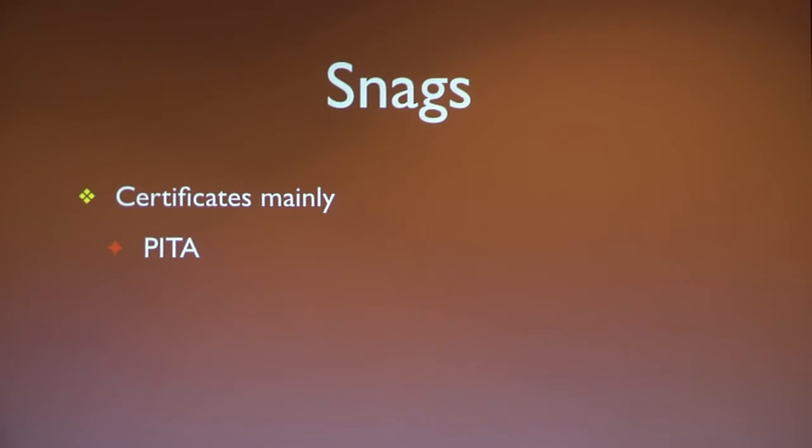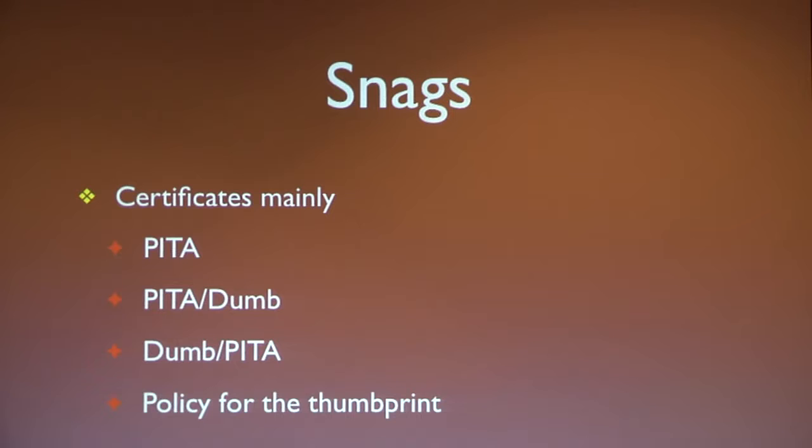So as I said, it's a big pain in the ass, and it's dumb as well. It's dumb and a pain in the ass, okay? So just keep that in mind. It's really annoying. So you need a policy for the thumbprint for domain joined machines, or you just get a registry key, install on the machines, and then you are good to go.